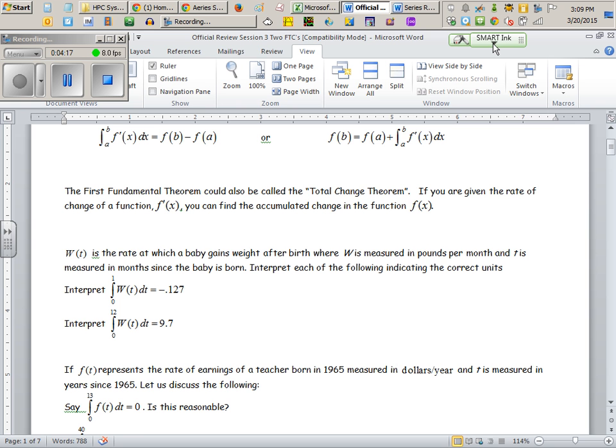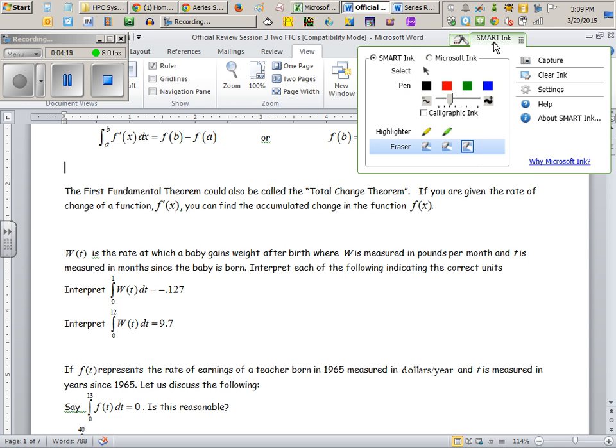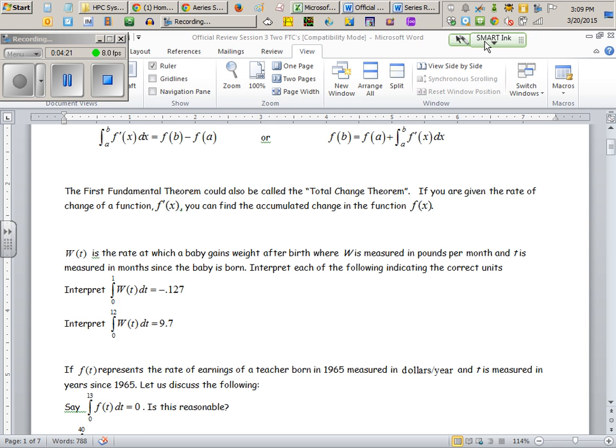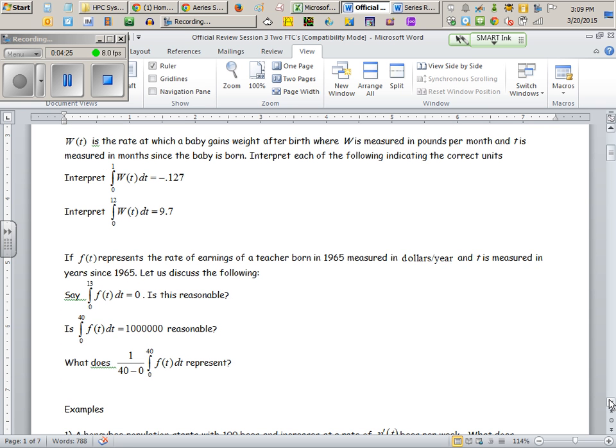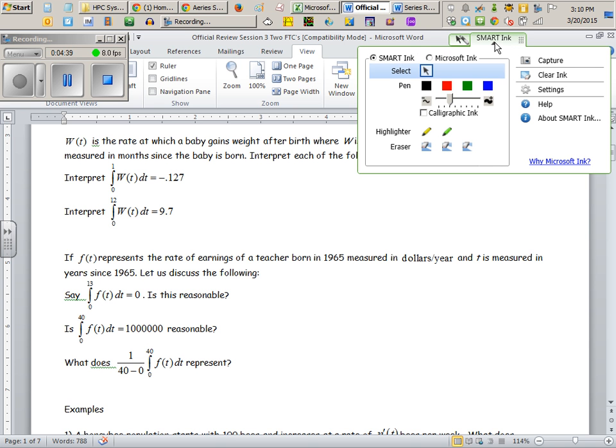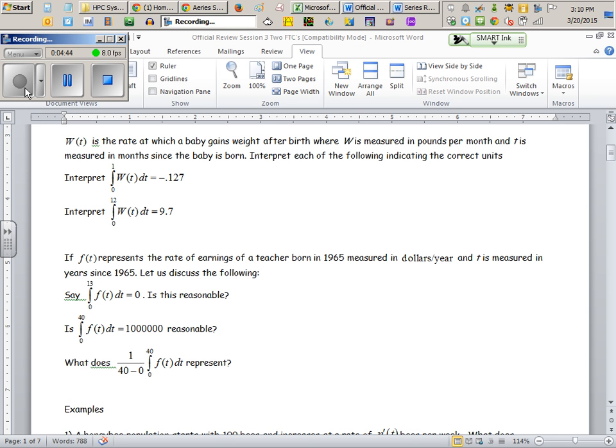Okay, let's look at this first question. So the question is just asking you what this integral might mean. If w of t is the rate at which a baby gains weight after birth, and w is measured in pounds per month, and t is measured in months since the baby's born, how would you interpret this integral? Like, what would this integral even mean? That's the first question.